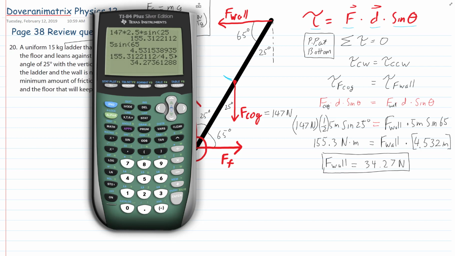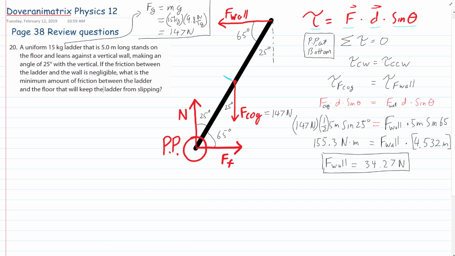Now, it didn't ask for the force of the wall, so we'll continue on with static equilibrium's other component. This is the sum of the torques equals 0. We have to do the sum of the forces. So let's do the sum of the forces in the x direction, because that's where the F wall is. The sum of the forces in the x direction also has to equal 0. That's the translational equilibrium.